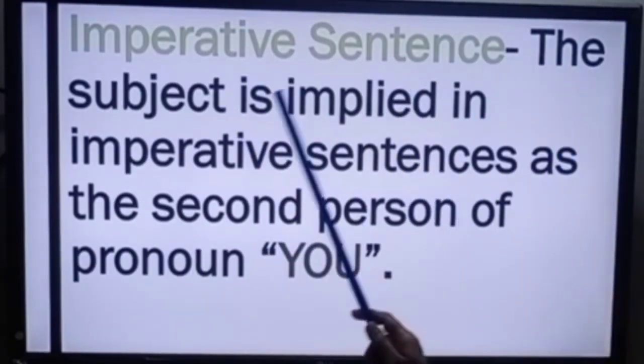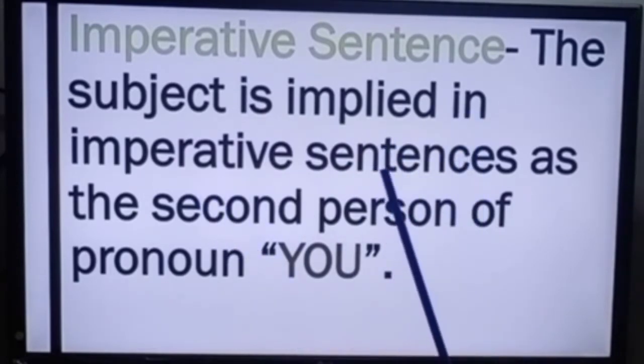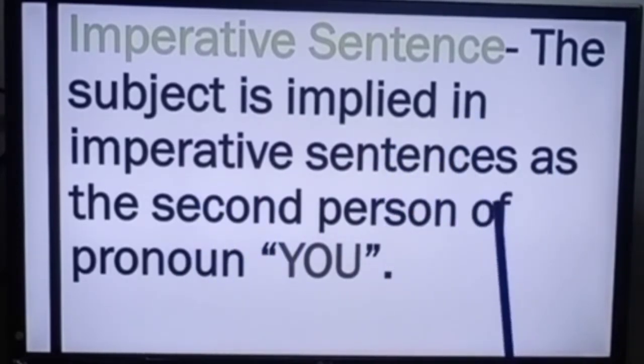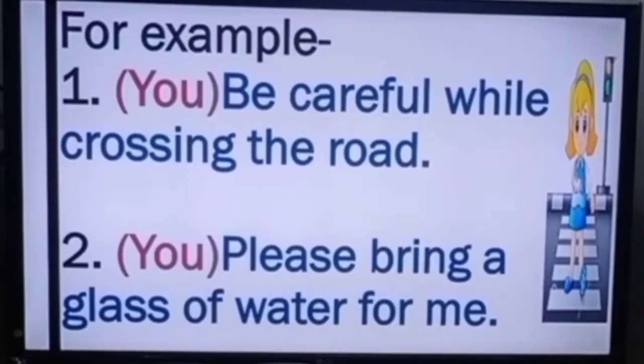Imperative sentence. The subject is implied in imperative sentences as the second person pronoun you. For example, be careful while crossing the road. Please bring a glass of water for me. These sentences are imperative sentences and in these sentences we imply the subject you, right? So we can say that you is used in the sentences as the subject. They are not written but they are implied, right?